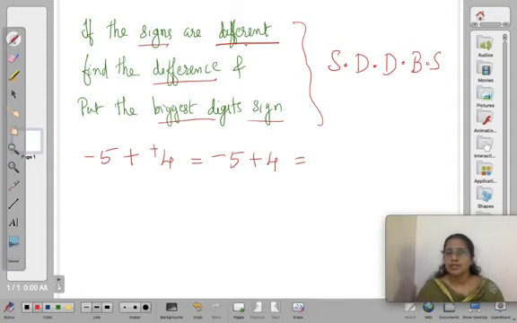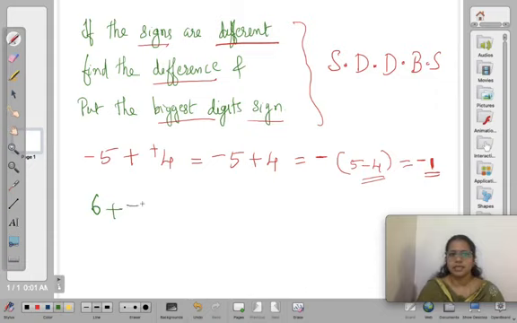So if the signs are different, find the difference. Difference means you have to subtract. So I'm subtracting 5 minus 4. I have to subtract the smallest from the biggest, and put the biggest digit's sign. Which one is bigger here? It is -5, so put the negative sign. After finding the difference, 5 minus 4 is 1, with the negative sign, so your answer is -1. So let me take another example, 6 plus -3.